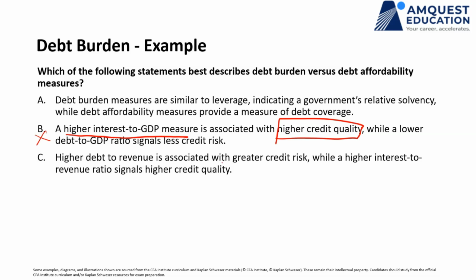Higher debt to revenue is associated with greater credit risk, while a higher interest to revenue ratio signals higher credit quality. Again, you cannot have high interest as high credit, right? So your right answer would be A. Debt burden measures are similar to leverage, while debt affordability measures provide a measure of coverage. Will you be able to pay? Coverage is always will you be able to pay? And burden is how much is your leverage?